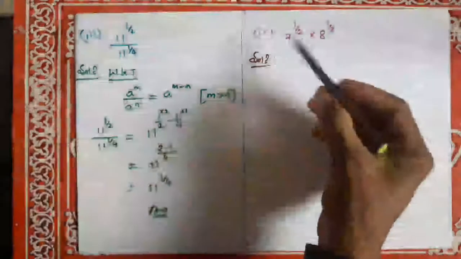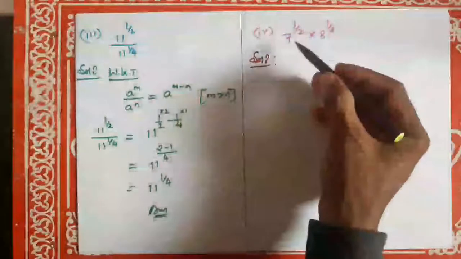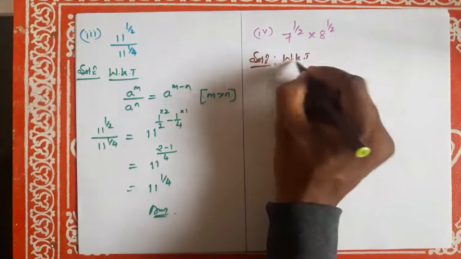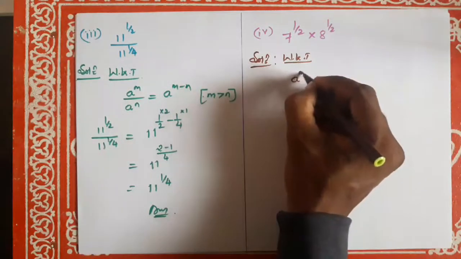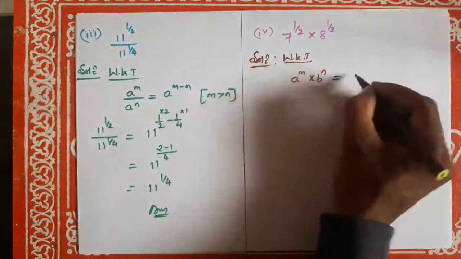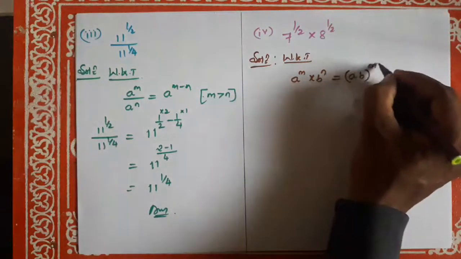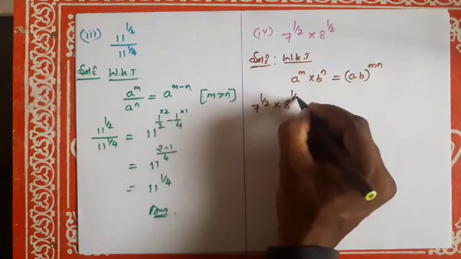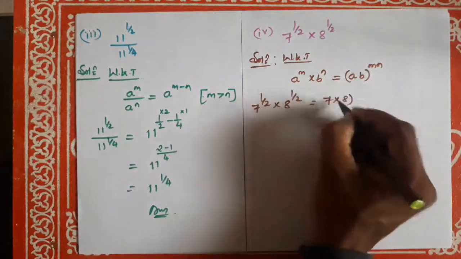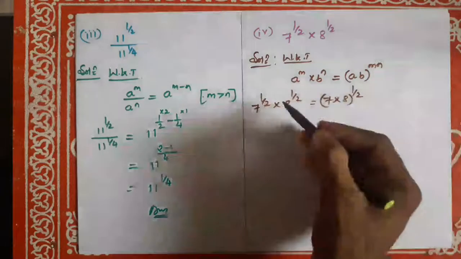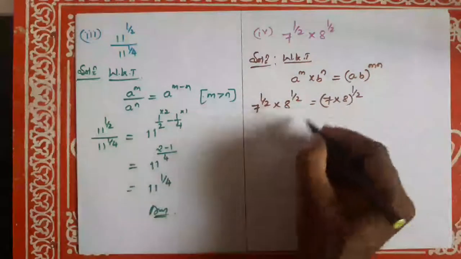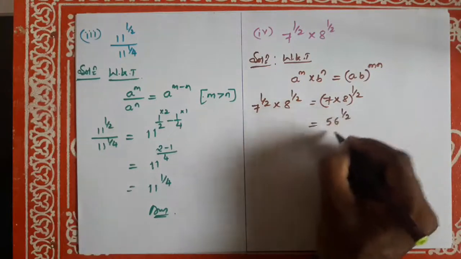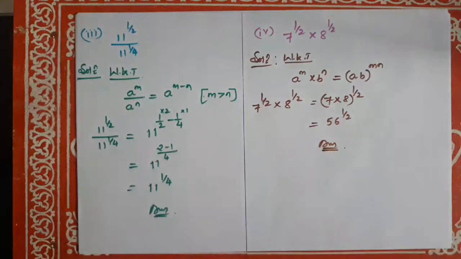Dear students, here we have the fourth question on simplify: 7 to the power of 1 by 2 into 8 to the power of 1 by 2. We know the law of exponents: a to the power of m into b to the power of m is equal to ab whole to the power of m. So 7 to the power of 1 by 2 into 8 to the power of 1 by 2 is equal to 7 into 8 whole to the power of 1 by 2. See, both have the same exponent. 7 8s are 56, so 56 to the power of 1 by 2. This is the answer.